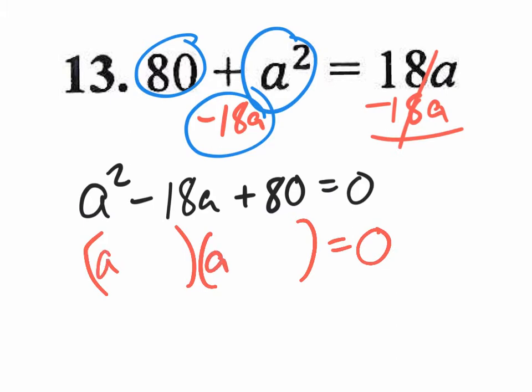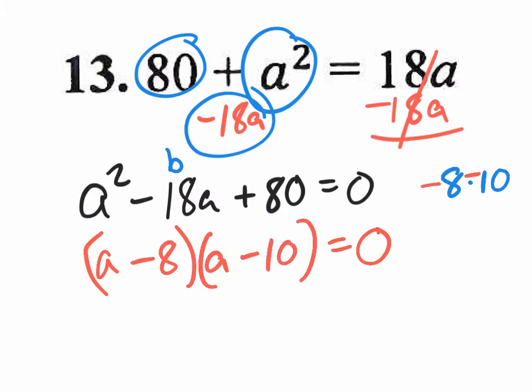A and A. Okay, what times what is 80 that if you add together is negative 18? A lot of us already know that it's 8 and 10, right? Negative 8 and negative 10. So if you already see it, you don't have to make the list. Just make sure that if you're thinking 8 times 10, recognize that the middle value is negative 18, so that would have to be a negative 8 and a negative 10. Put that minus 8 right there, the minus 10 right there, and now you could split them and solve.